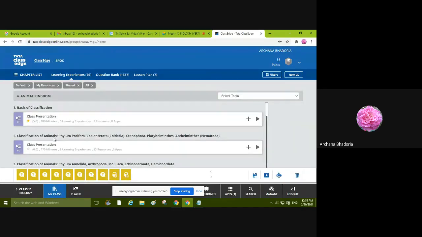Time is up, children, isn't it? So I'll stop sharing. I hope everyone has understood all the 5 classes of the vertebrata, and we have discussed in the class the different phyla into which the non-chordates are classified. So try to prepare it.